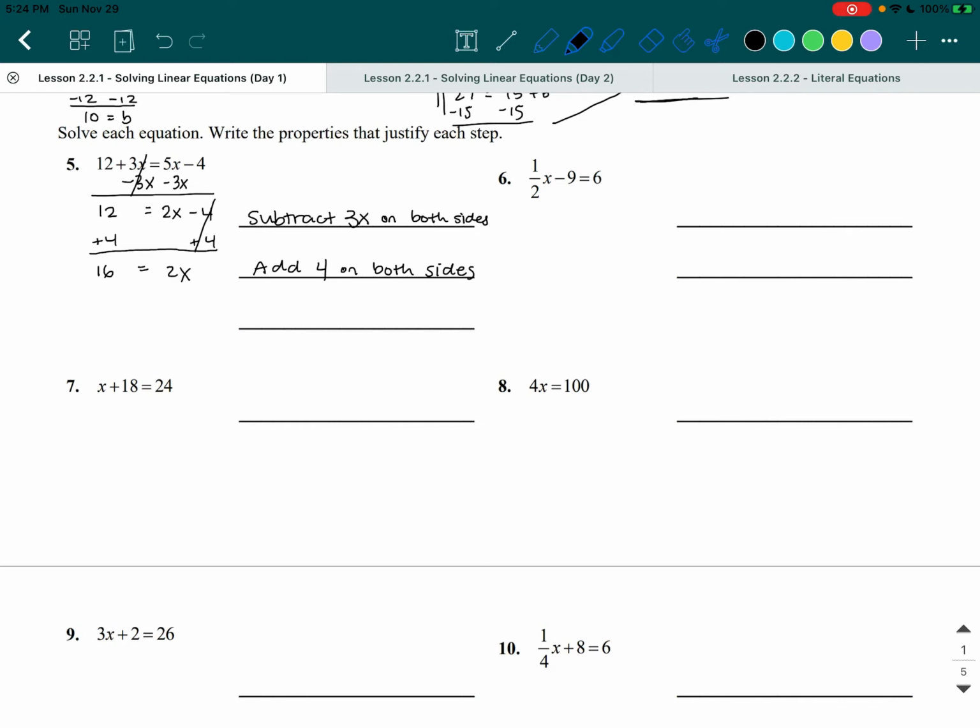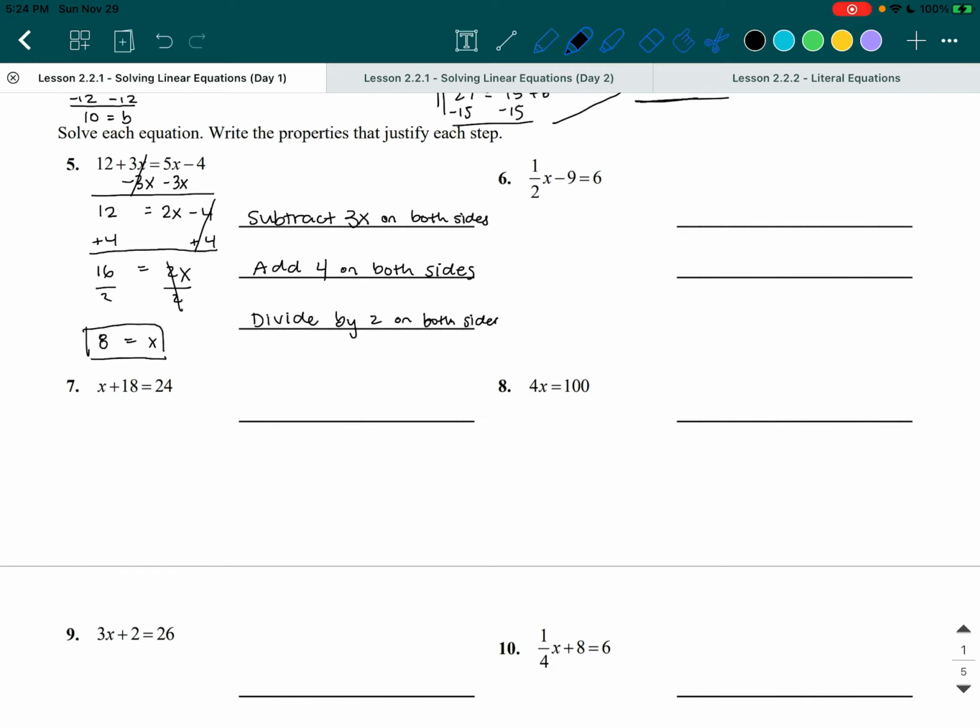Then finally, we want our x to be by itself, right? X is being multiplied by 2, so we're going to do the opposite of multiplying, which is dividing by 2 on both sides. So we're dividing by 2. And then that cancels the 2's out. 16 divided by 2 gives us 8. And so 8 is going to be our answer. All right, so this was a 3-step problem.